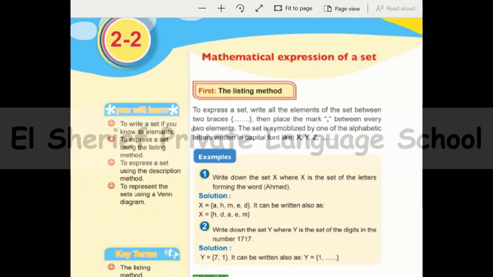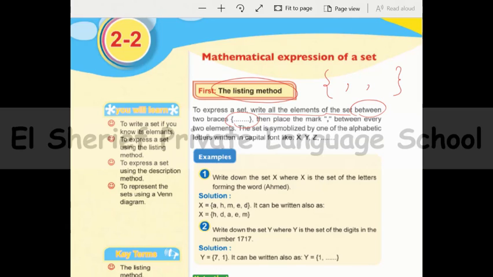Then we have lesson number 2: mathematical expression of a set. First, we have the listing method, and we have the description method. First, we start with the listing method. What is the meaning of the listing method? We write all the elements of a set between braces like that, and we put a comma between each two elements.